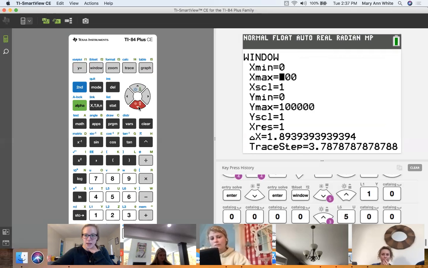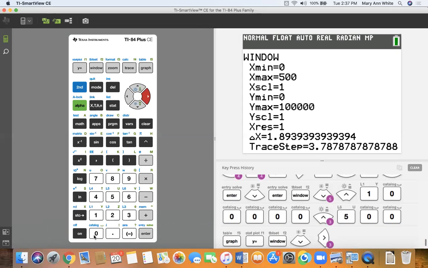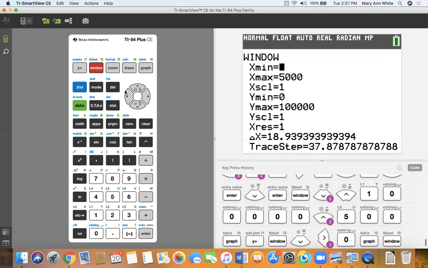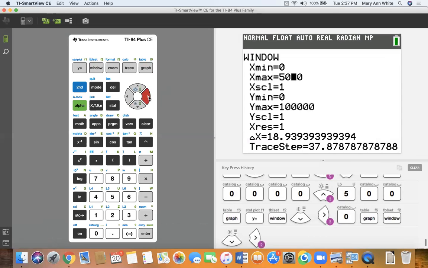So let me go to my X's. Let's just add a 0, make it 5,000 and see what happens. Okay, we're still not there yet. That means it's got to be even bigger. Let's make it 50,000.